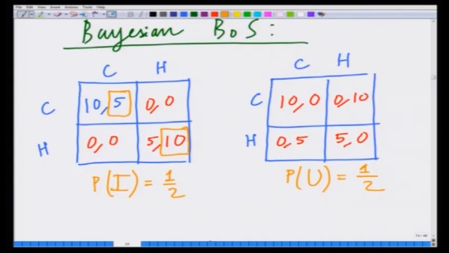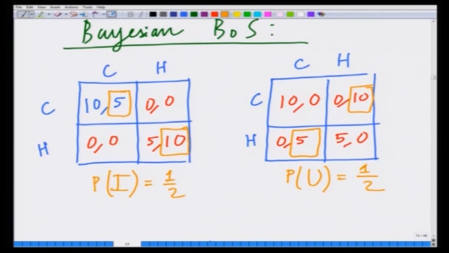On the other hand, if the girl is of type U, then we are in the second table, and in this scenario, if the boy is choosing C, then the best response of the girl is to choose H, because H gives a payoff of 10, while if the boy chooses H, the best response of the girl is to choose C, because C gives her a payoff of 5.